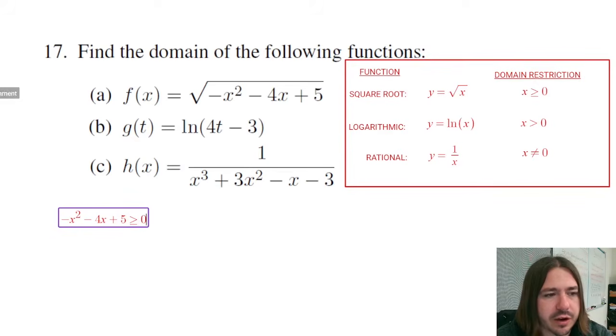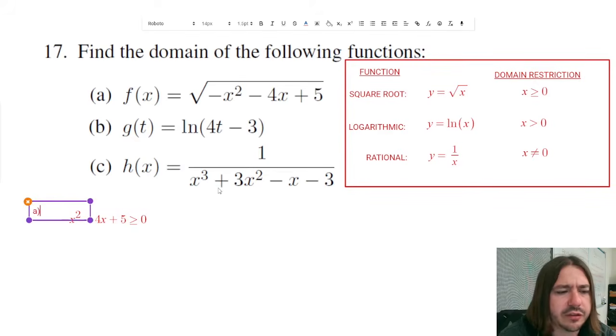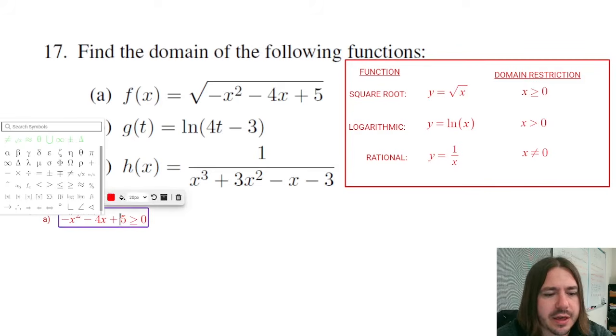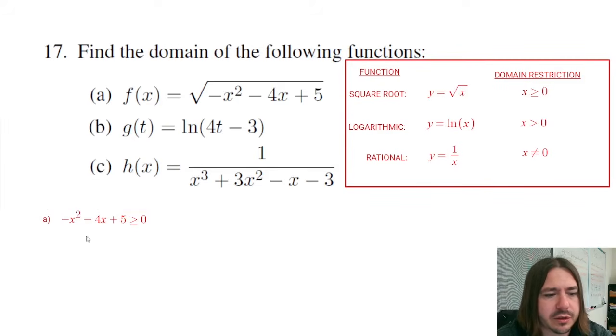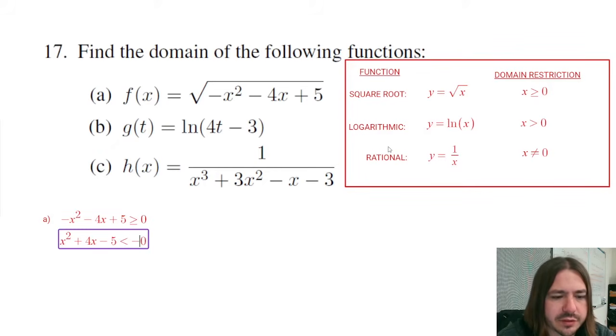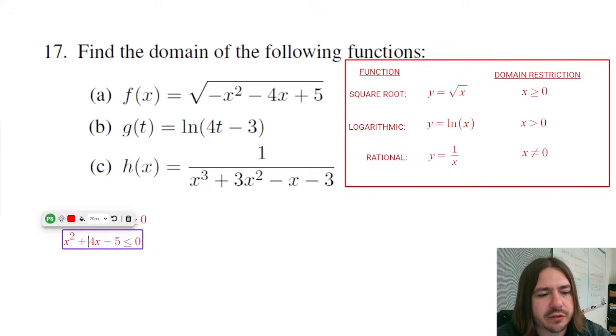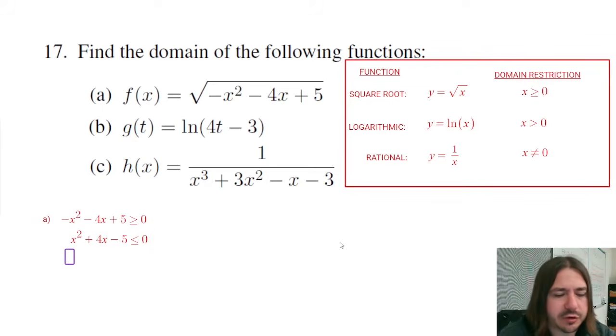Now to solve a quadratic inequality, what we need to do is go ahead and factor it, and this will be a lot easier to factor if I multiply everything by negative 1. So I'm going to go ahead and do that, and just don't forget to flip that inequality symbol. Now I'm going to find the x-intercepts by factoring. This factors as x plus 5 times x minus 1.